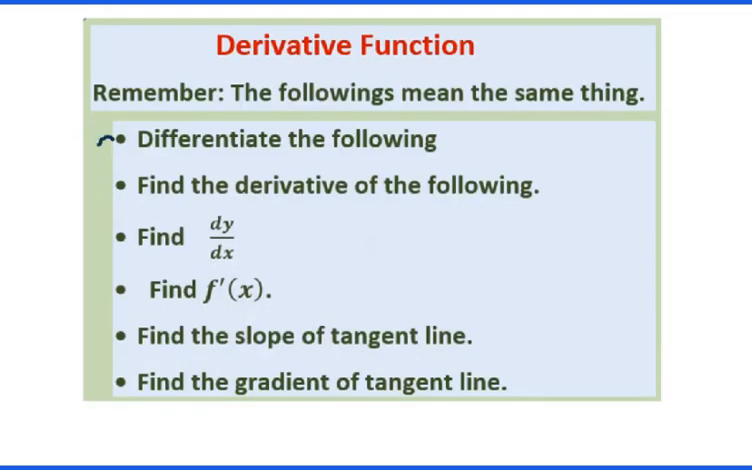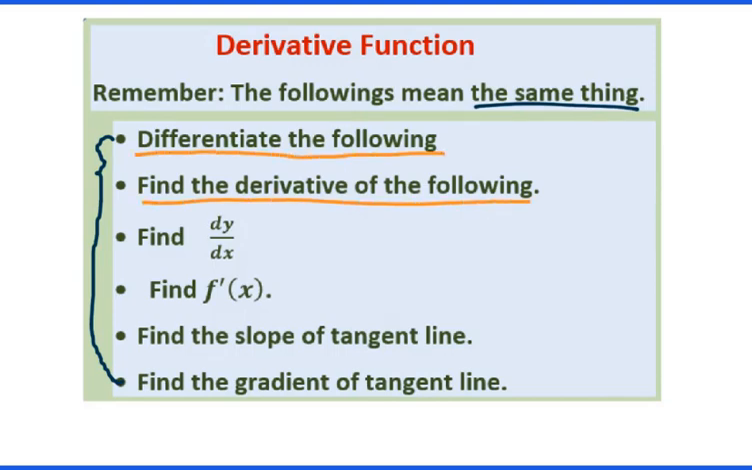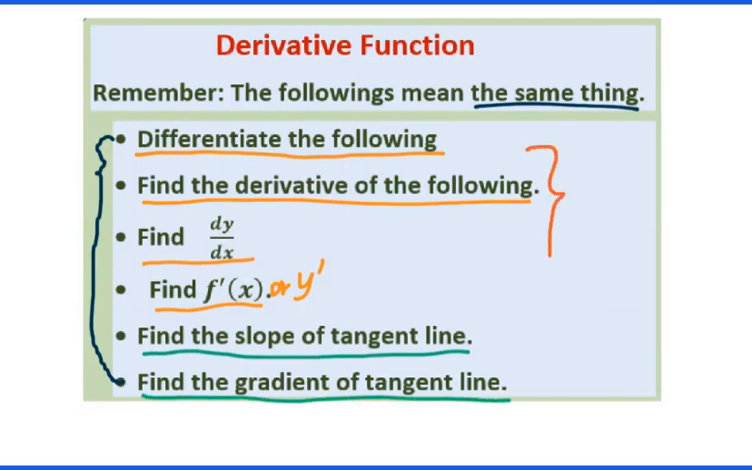The following 6 things mean the same thing. We are looking for the derivative function. When you say differentiate the following, find the derivative of the following, find dy by dx, find f prime of x or y prime, find the slope of a tangent line, find the gradient of a tangent line, all this means derivative.